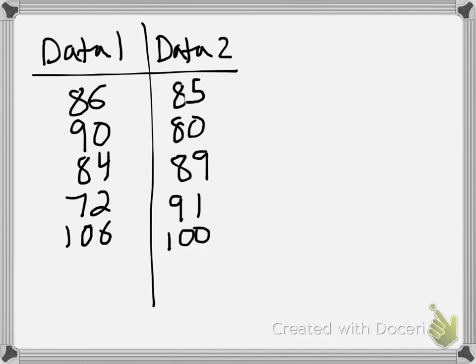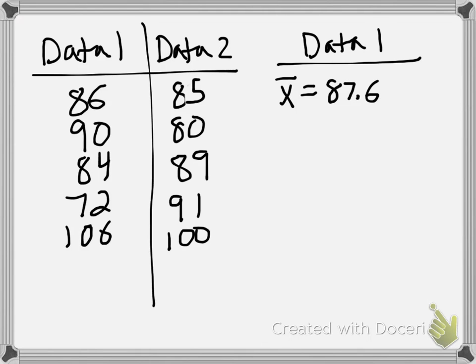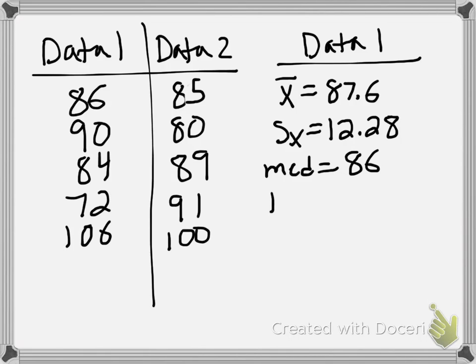Alright, so hopefully you've gone through and plugged those in. For data set 1, you should end up having a mean. Again, the x-bar with the symbol over it, that's your mean. That's 87.6. Standard deviation, 12.28, I think. Yeah. And then my median, I had 86.